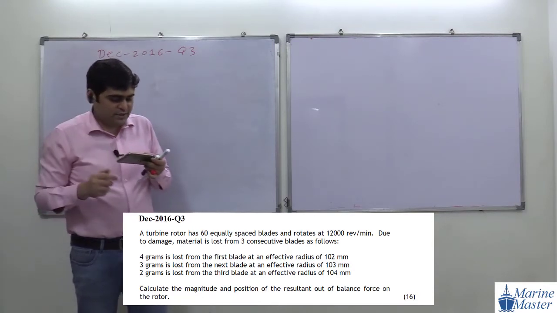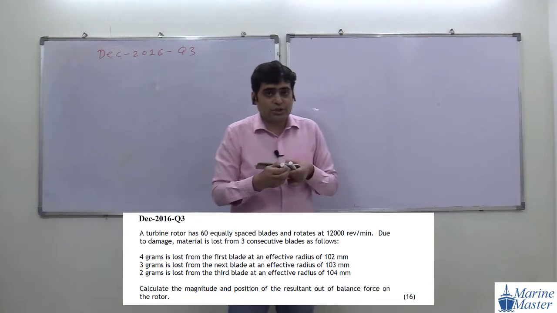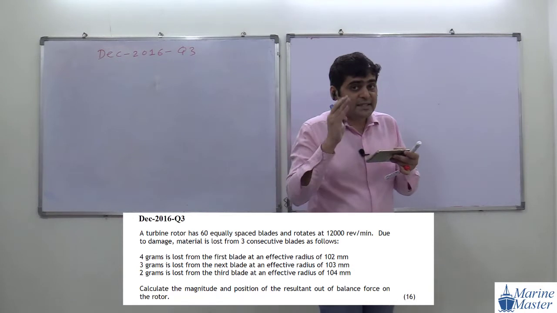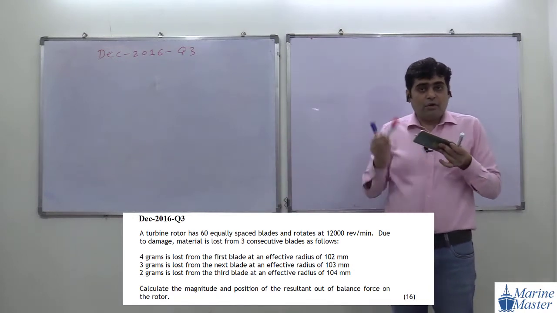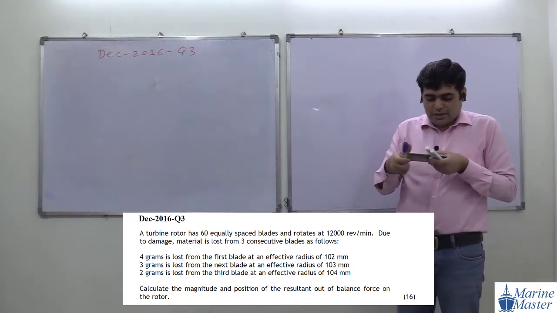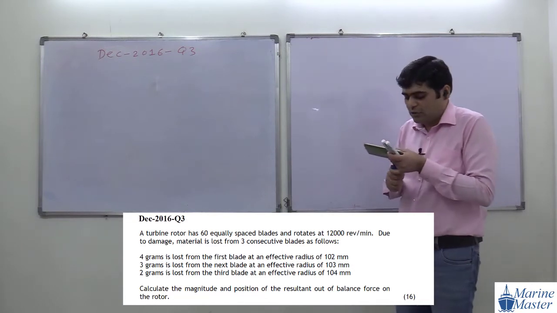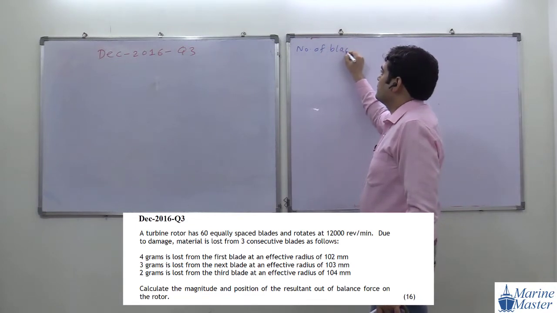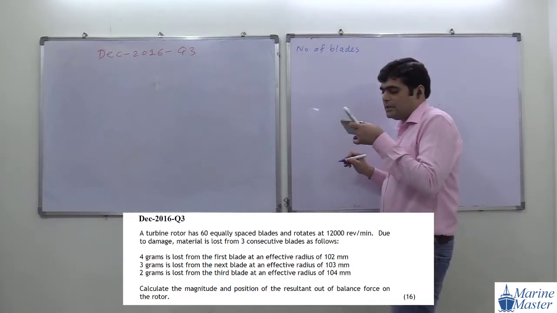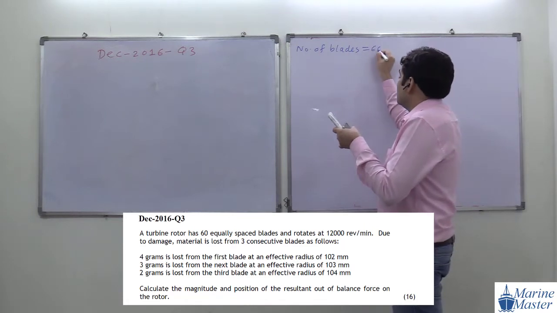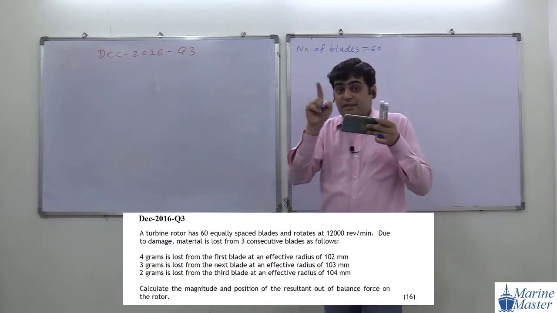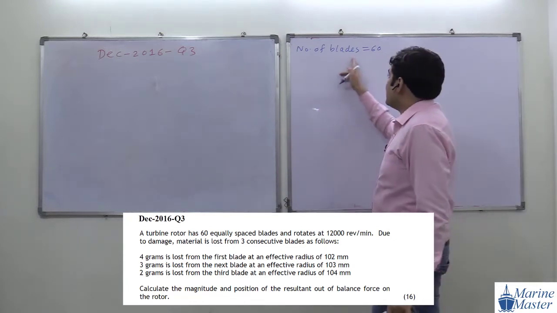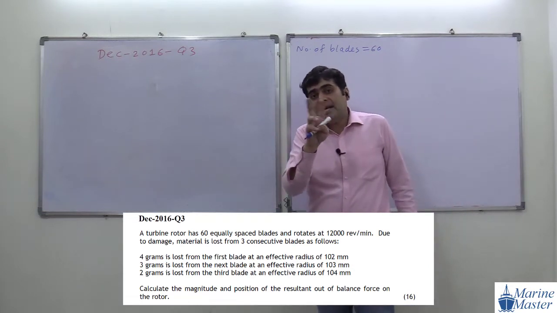We have a turbine rotor. A turbine rotor has 60 equally spaced blades. How many blades do we have? Number of blades is 60. They are equally spaced. So if the blades are 60, the angle between two blades will be what?